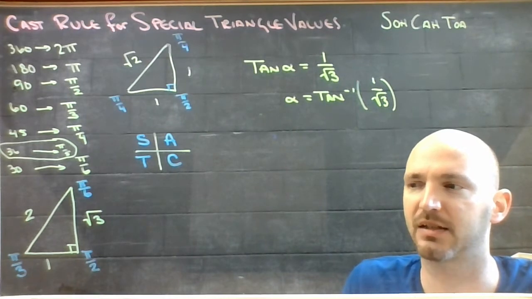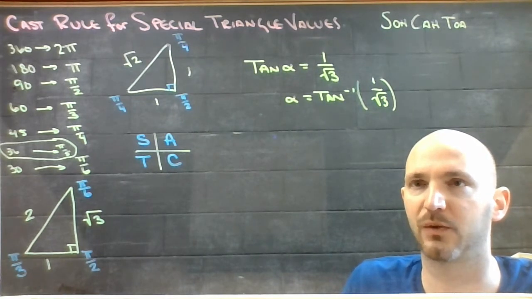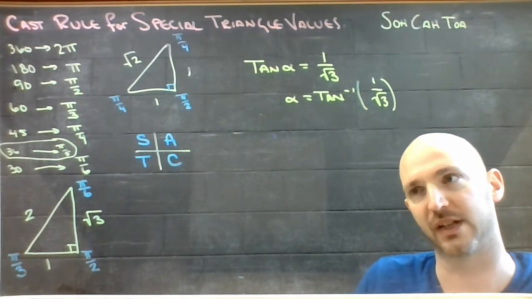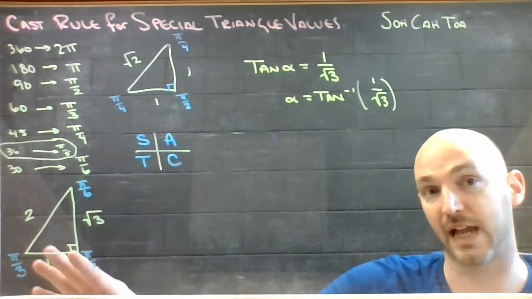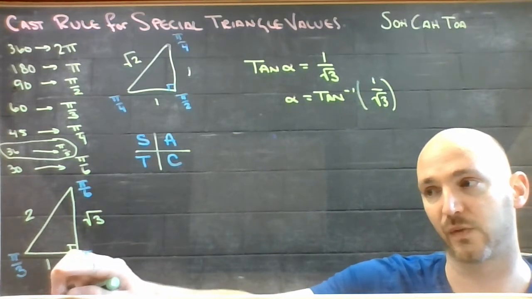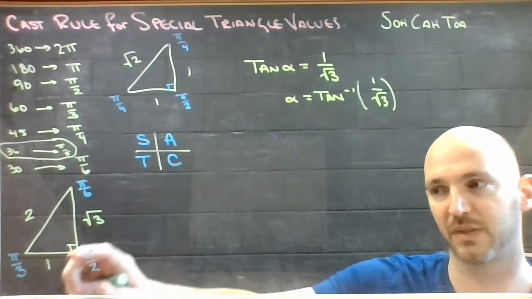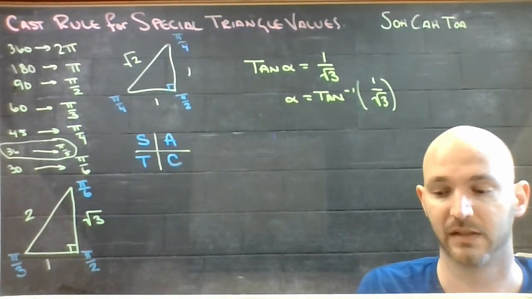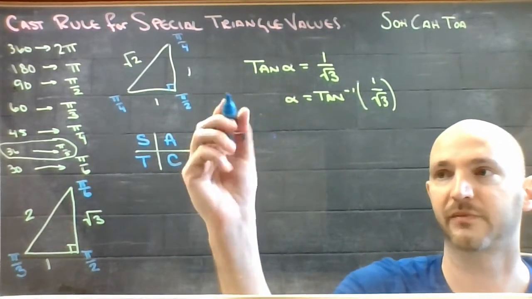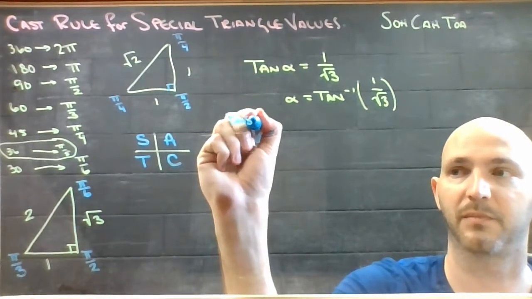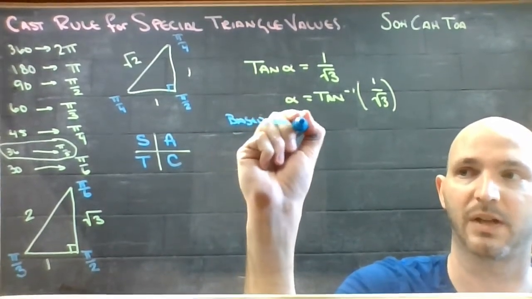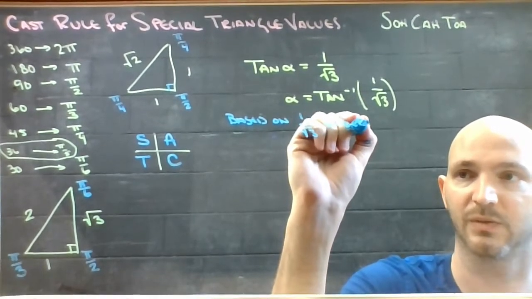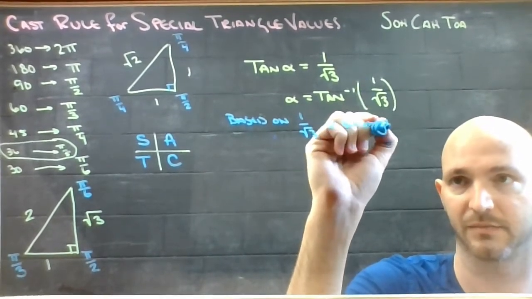So if I've got tan of 1 over root 3, tan is opposite over adjacent. This is the only triangle that has a root 3 in it. So for opposite over adjacent to be 1 over root 3, I must be working with the pi over 6 family. So based on the 1 over root 3 piece, alpha belongs to the pi over 6 family.